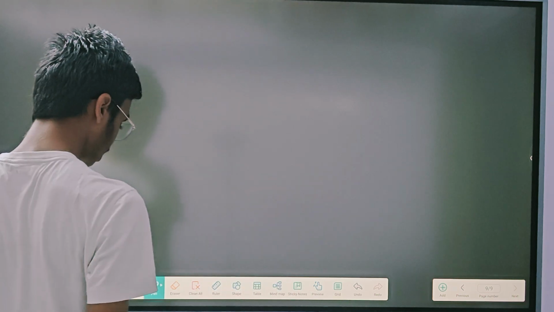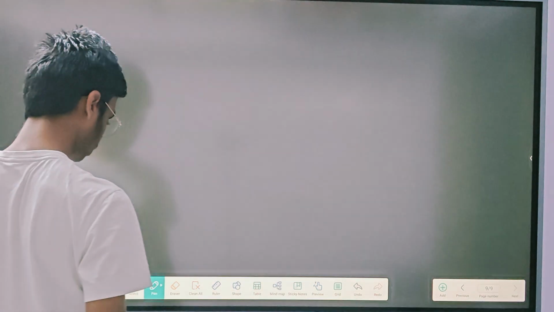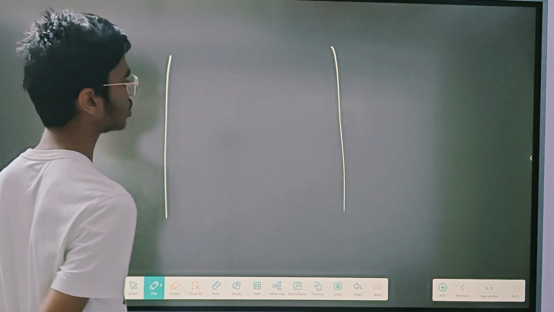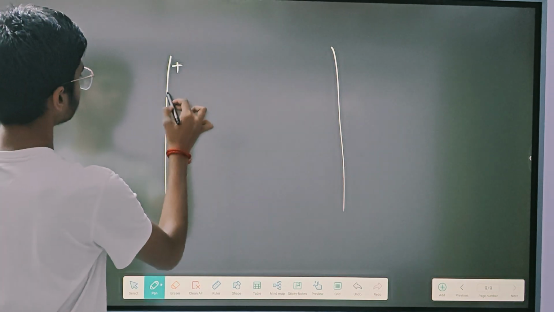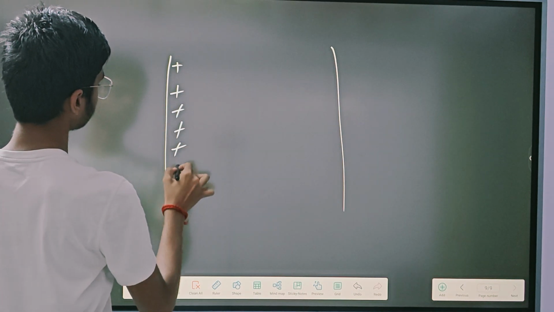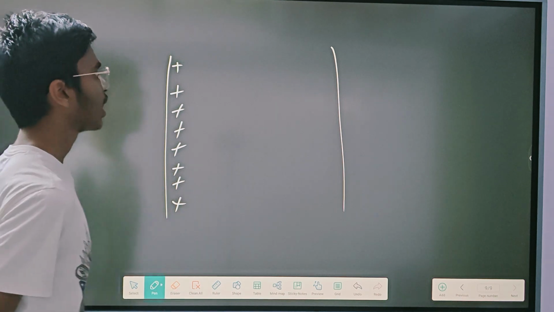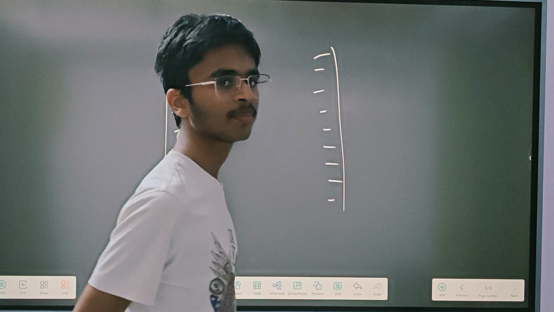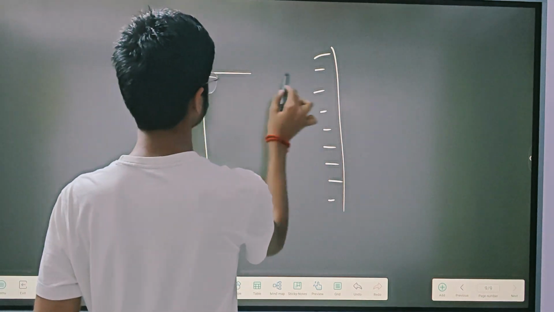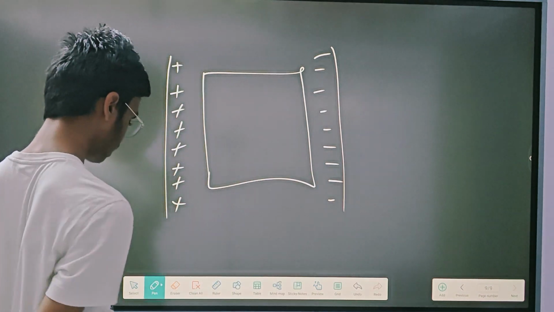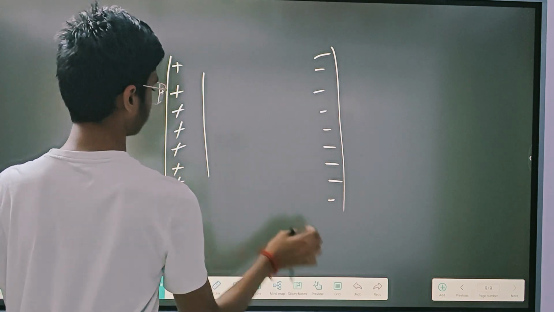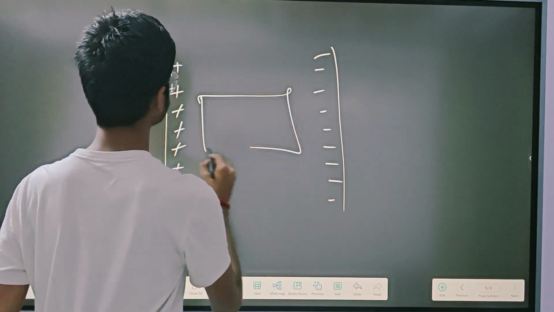We are going to discuss one concept before going into this. See, these two are dielectrics. Positive charges on one plate and negative charges on the other. And then there will be a dielectric that is kept between them. I'll take it as this much.